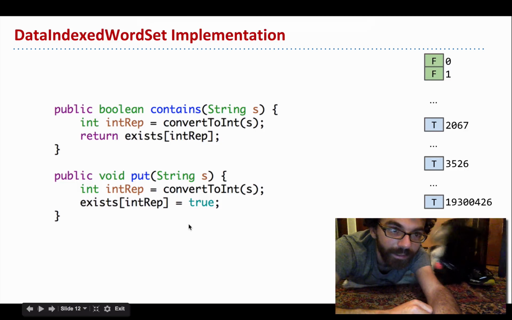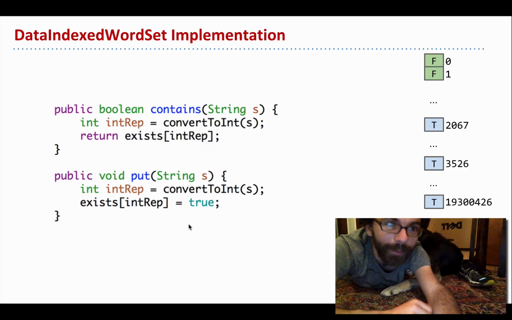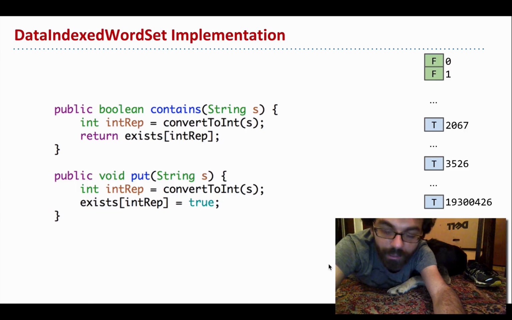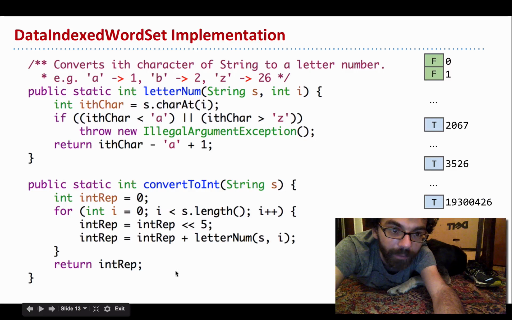So what are the key points with this implementation? We note that whenever we created our data indexed word set, that contains and put looked pretty much the same as before, except that we had this intermediate step where we had to convert our strings to integers, right? That's it. We have this extra little layer, and we end up with pretty much the same data structure. Now, of course, converting to int is not a trivial process. We had to write a bunch of code. Here's a slightly more industrial strength version, even with a comment. That will convert a string to an integer.